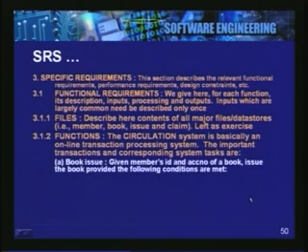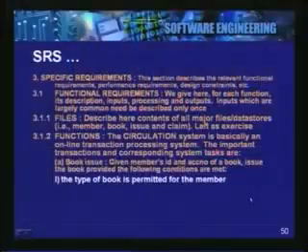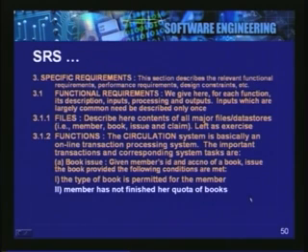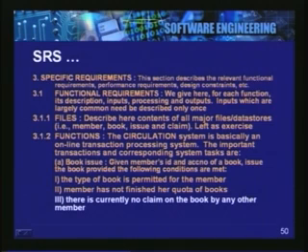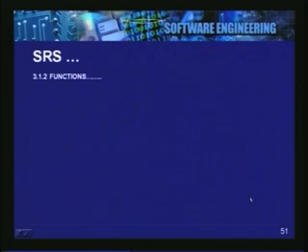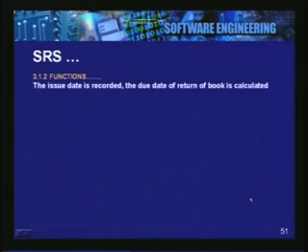Here we are giving some details of the book issue function. In the book issue function, we will be given the member's ID and the accession number, and then we will check the following conditions: that the type of the book is permitted for the member, that she has not finished her quota of the books, and that there is currently no claim on the book by any other member. If this is correct, then the book can be issued and we will record it.